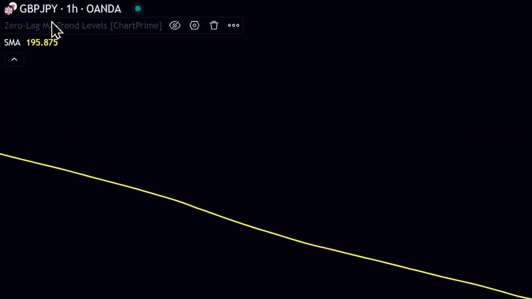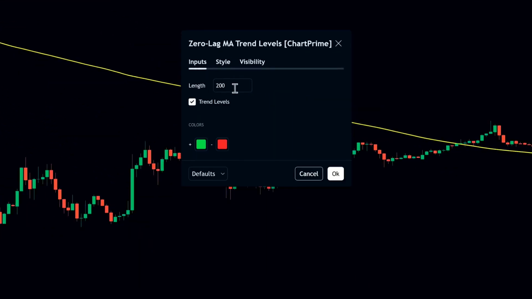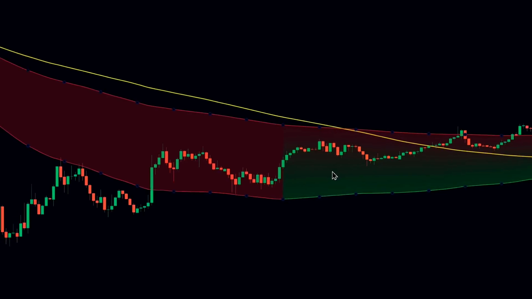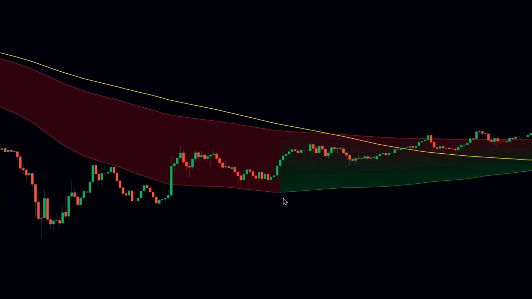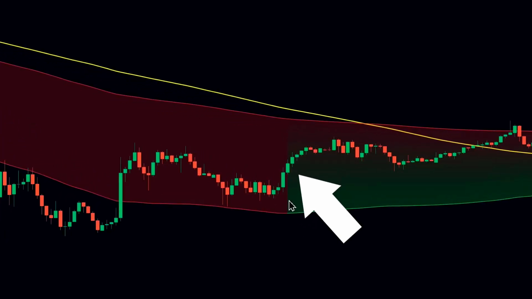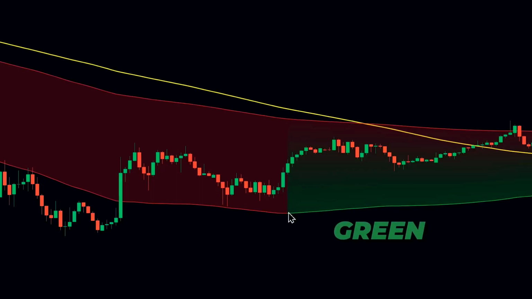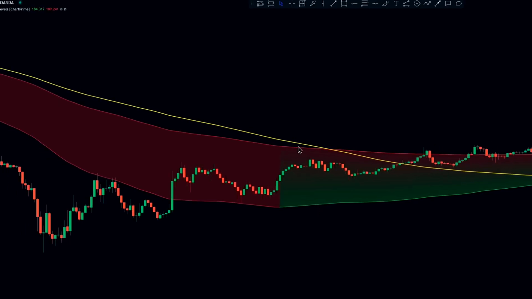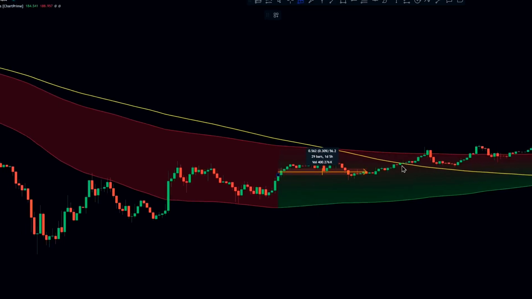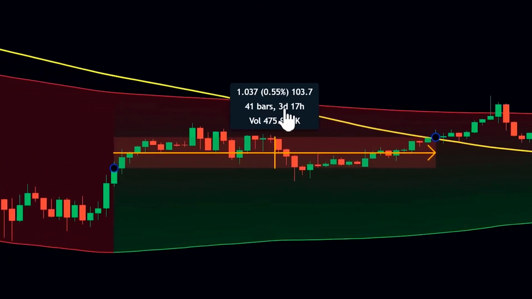If I activate it and set it to the same 200 length as the simple moving average, you'll notice this indicator would have shown bullish signals right at this point. It does this by changing the cloud's color to a shade of green. Right here, you'll see a gradient with green at the bottom. Now compare this to where the moving average crossover happened, and you'll see a difference of 3 days and 17 hours.